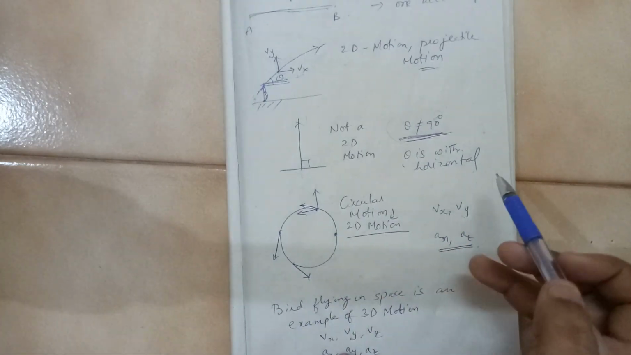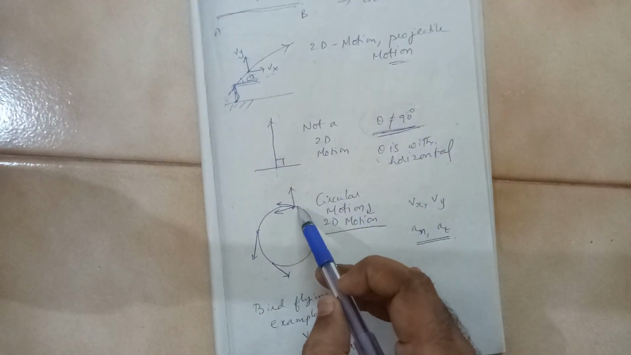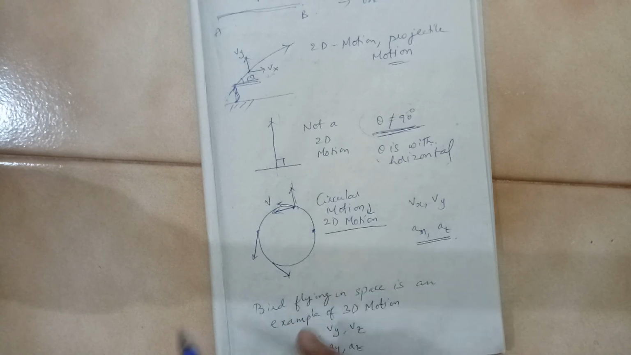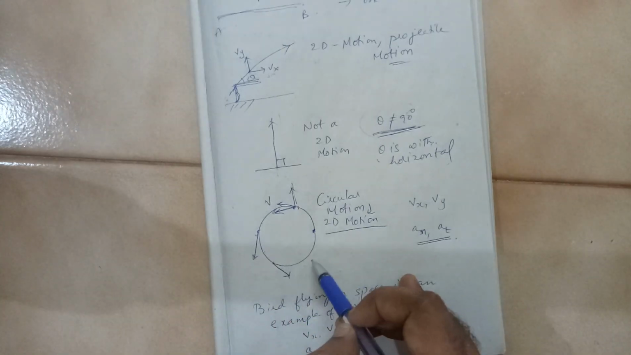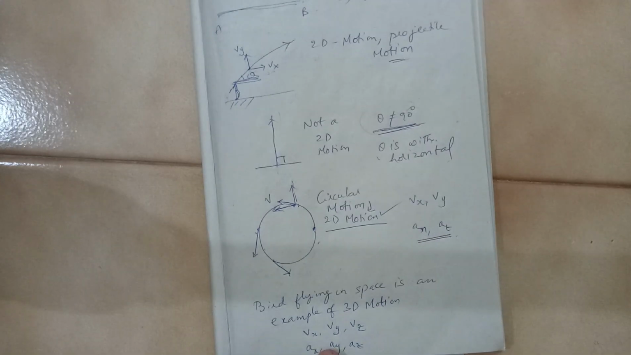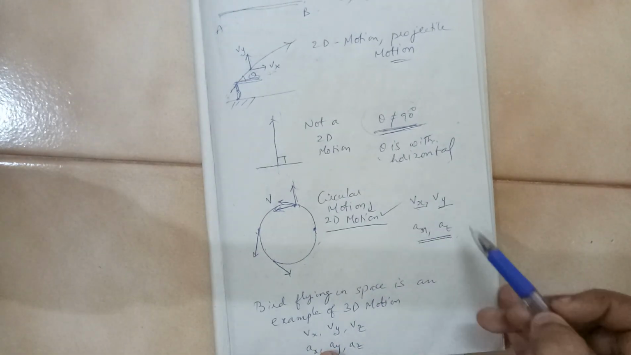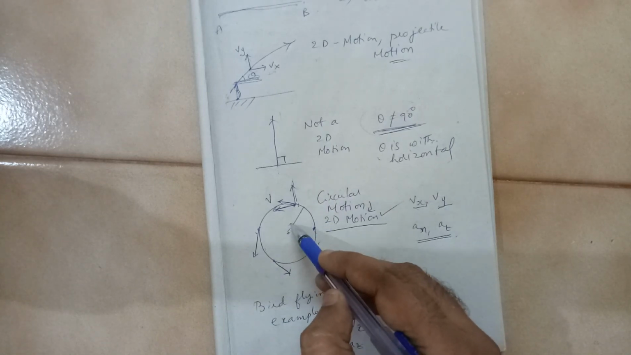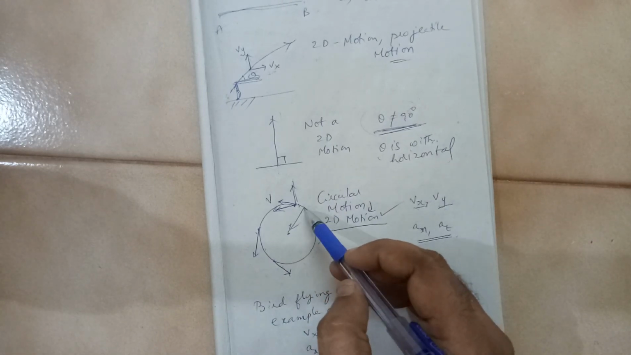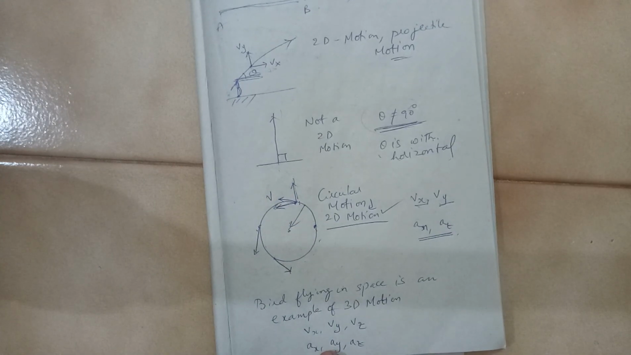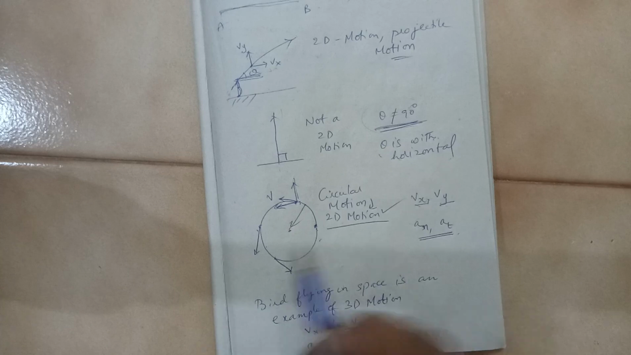Circular motion is an example of 2D motion. At every instant, if this is my velocity, I will have a horizontal component, I will have a vertical component at every instant of time. So this is an example of 2D motion. You will have a Vx and Vy, and I told you that you have an acceleration towards the center and acceleration in the tangential direction. You have got two components, so it is a case of 2D motion.